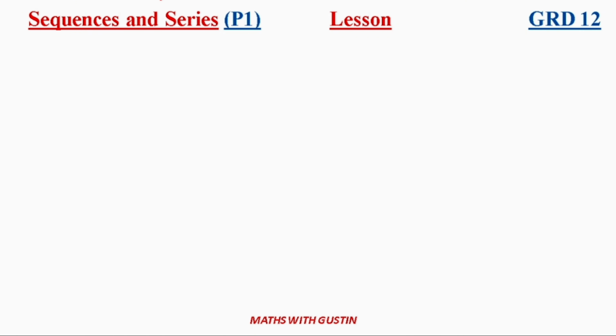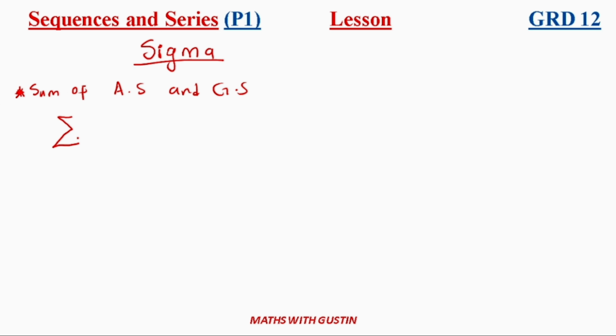Right, so we have what is known as sigma notation. Sigma notation is one of those ways that you use together with the sum of arithmetic and geometric sequences. The most important thing that you need to take note of when it comes to sigma notation is how to characterize it. It's characterized by this symbol, and this is the symbol for sum.